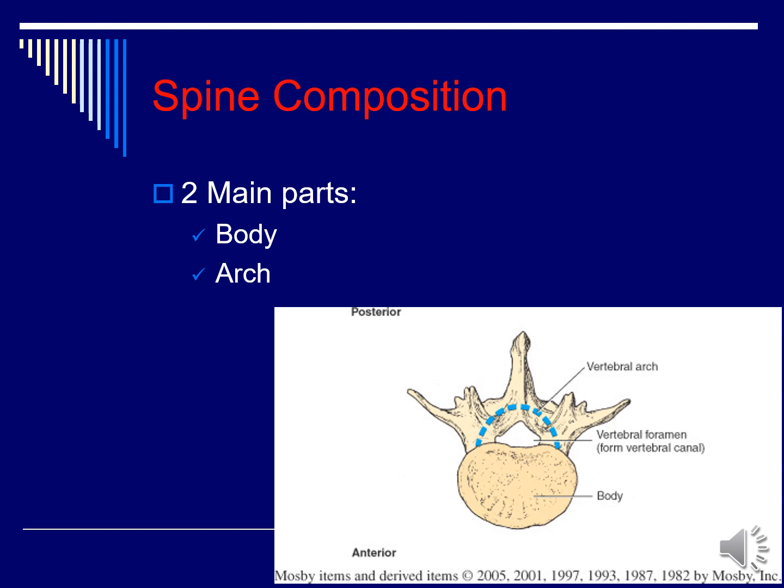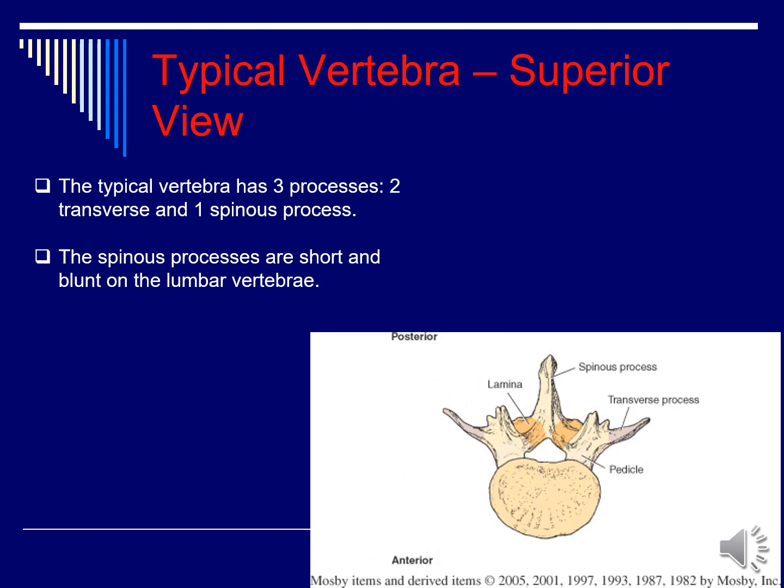So the spine composition is made up of 2 main parts. You have the body and the arch, and remember that the arch is attached to the posterior lateral surface of the body at the pedicles, and that forms the vertebral foramen which the spinal cord traverses through. The majority of the structures are going to be in the vertebral arch, with the pedicles coming off the posterior lateral portion of the body.